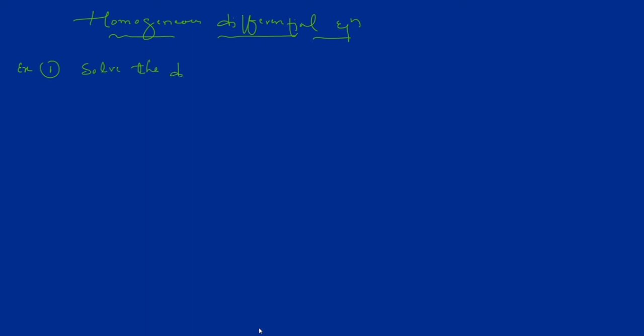Solve the differential equation (x plus y) dy plus (x minus y) dx equals 0, given that y equals 1 when x equals 1. Solution.